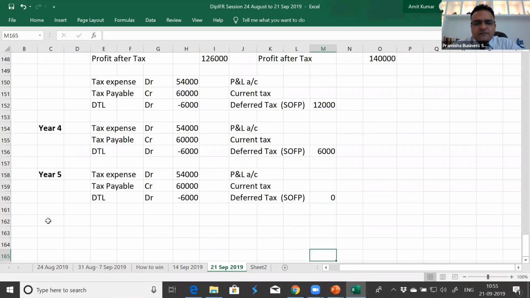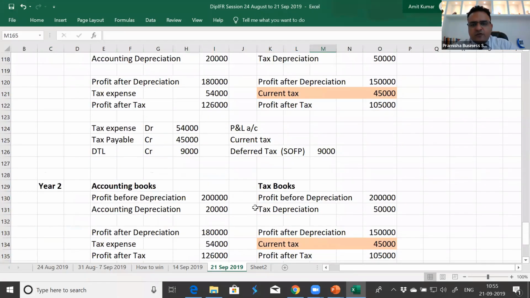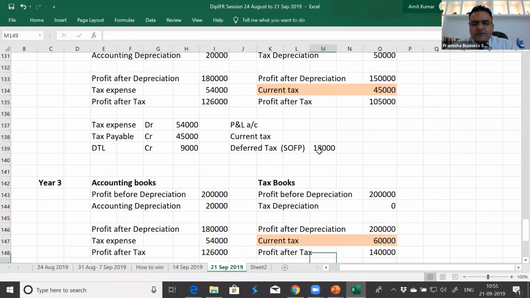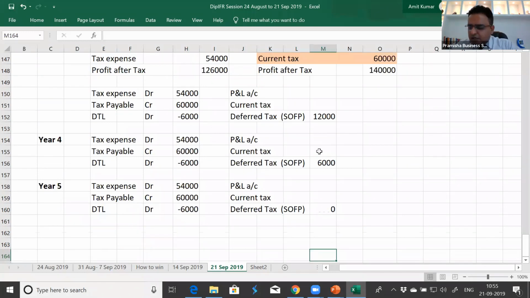Agree? Birpal, hope this is clear. Akash? So the deferred tax liability, which we built up over year 1 and year 2 from 9,000 to 18,000, has been reduced down to 12,000, 6,000, 0, and we have been successful in doing our accounting well as well as meeting our obligations of the future.